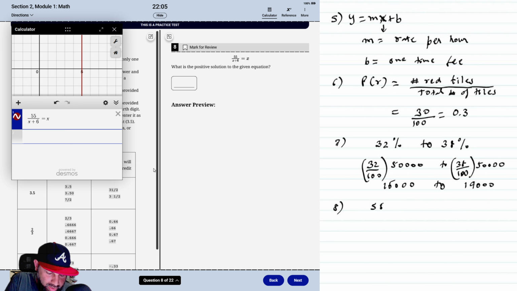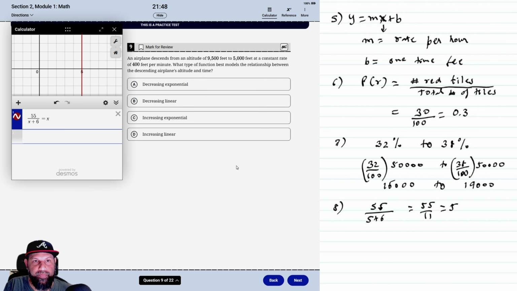So we'll put in 5 where x is. 55 over 5 plus 6 is equal to 55 over 11, which is equal to 5. And this satisfies the equation. So 5 is the answer here.